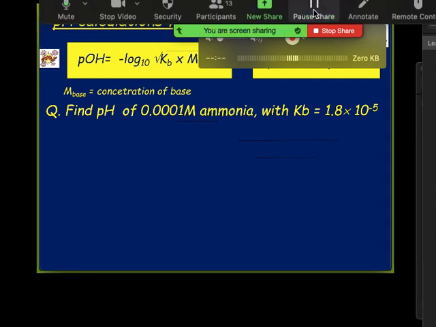Okay, so this is the question. There's not that many examples of weak bases being asked. So it is the rarest of them all.